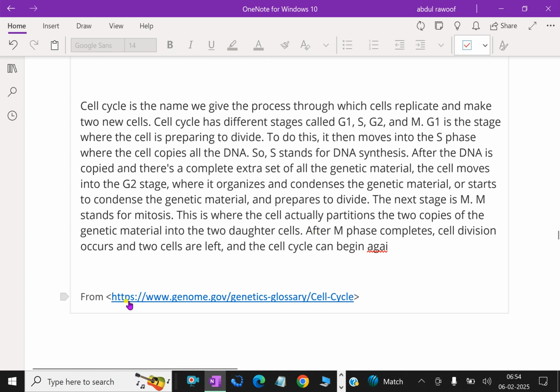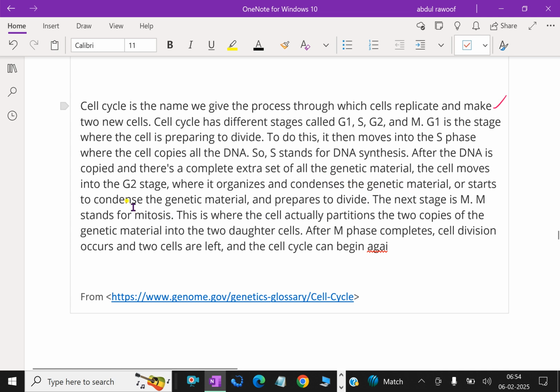The cell cycle is the name we give the process through which cells replicate and make two new cells. The cell cycle has different stages called G1, S, G2 and M. G1 is the stage where the cell is preparing to divide. To do this, it then moves into the S phase where the cell copies all the DNA. So S stands for DNA synthesis. After DNA is copied, there is a complete extra set of all the genetic material.